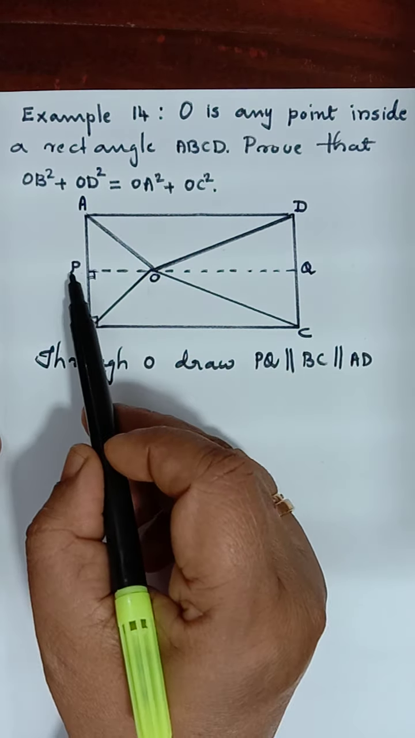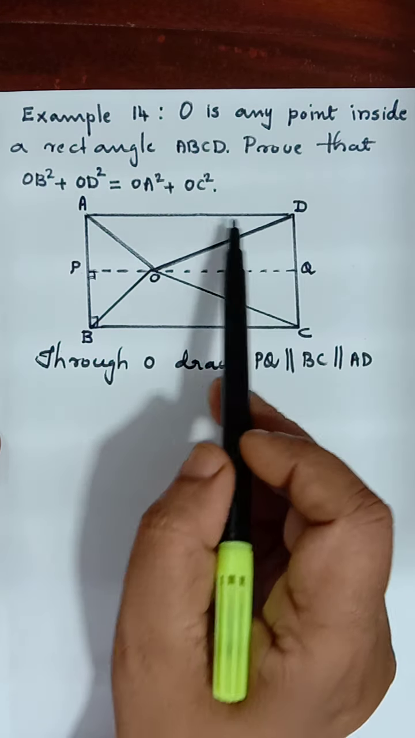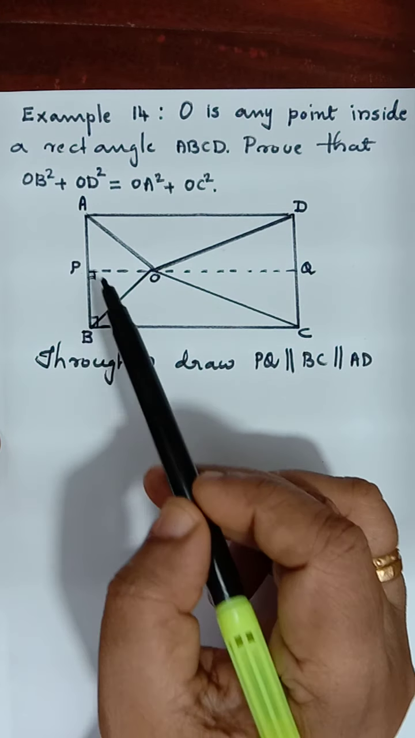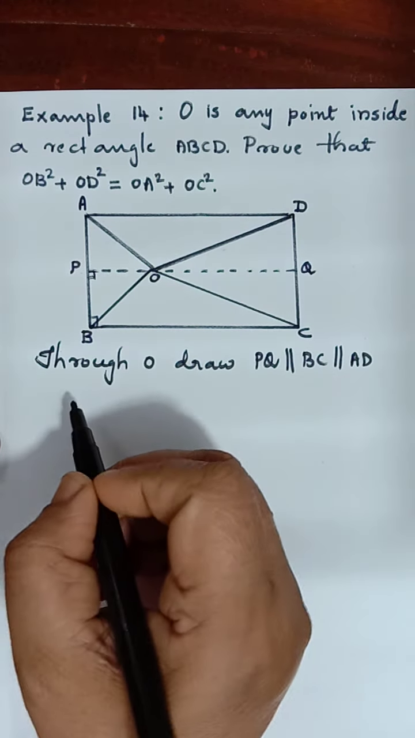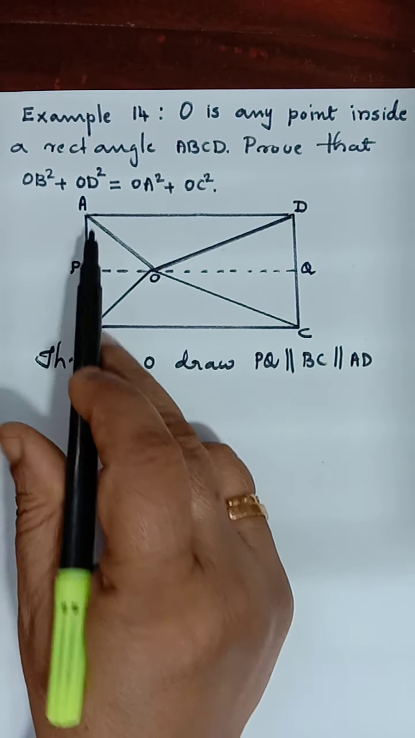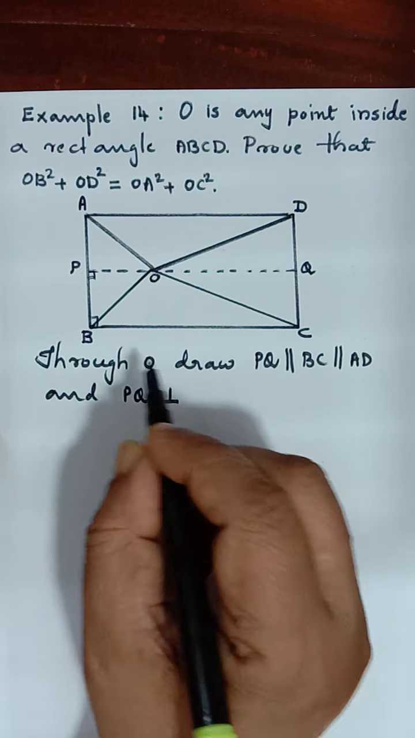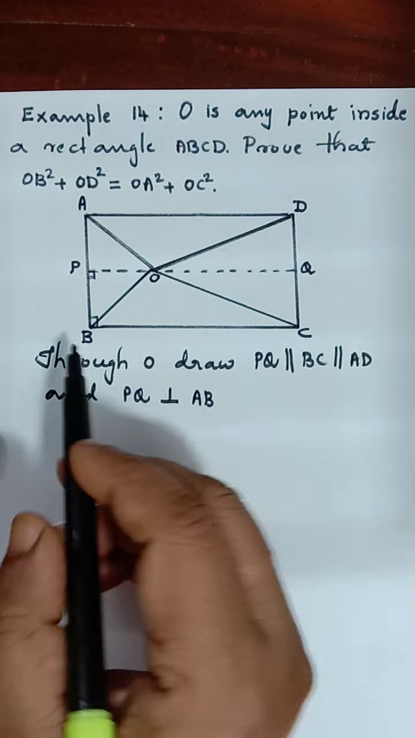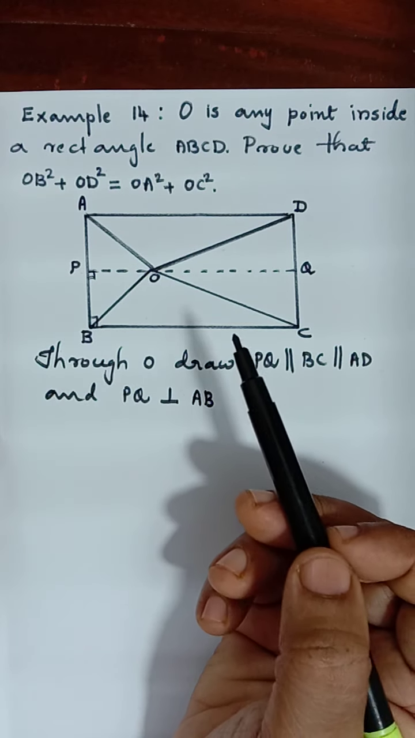According to our construction, PQ is parallel to BC and also parallel to AD. Here AD is perpendicular to AB, BC is perpendicular to AB, therefore PQ is also perpendicular to AB. We can say PQ parallel to BC and PQ perpendicular to AB. Therefore, we can see this angle OPB equals 90 degrees.